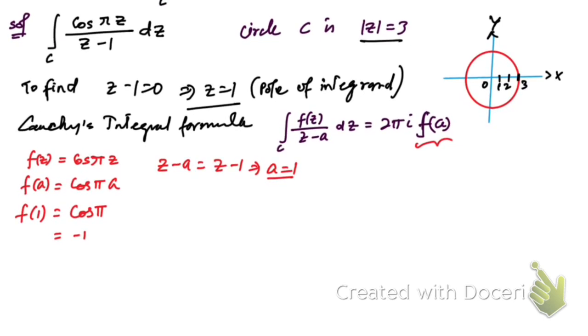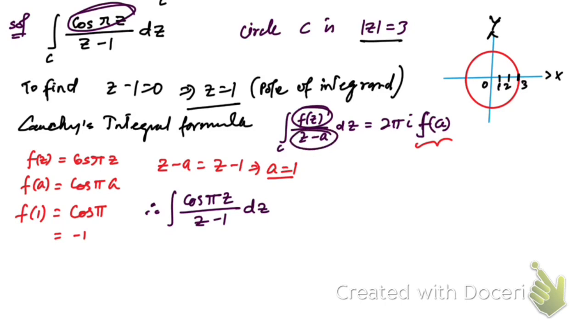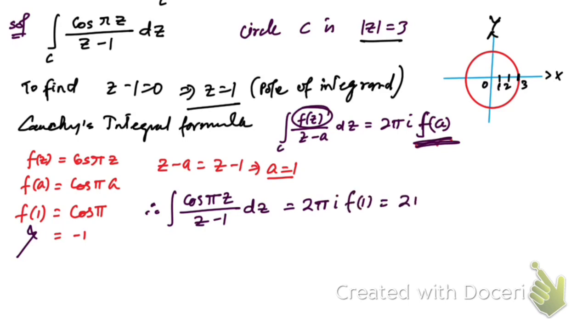So now, therefore, the integration of cos pi z by z minus 1 dz: just replace f of z by this and z minus a by z minus 1, right? And here f of a will be replaced by f of 1. That's going to be 2 pi i f of 1, and f of 1 we have got here as minus 1, so therefore its answer is minus 2 pi i. So this is our answer, right? Hope you have understood this.